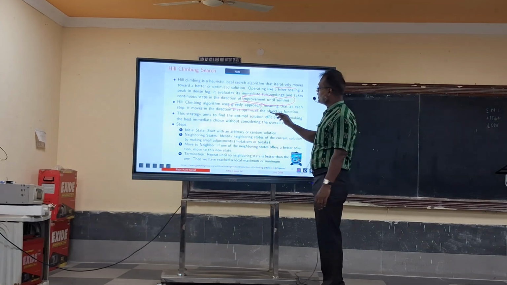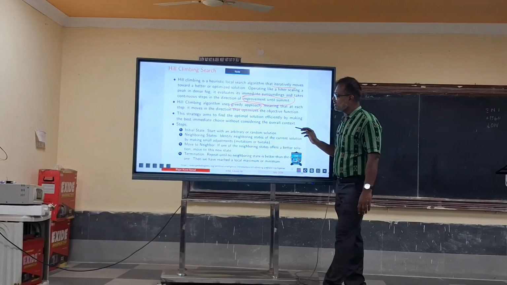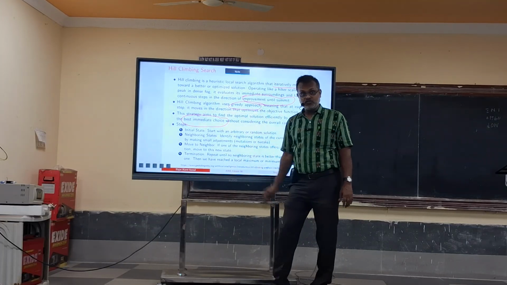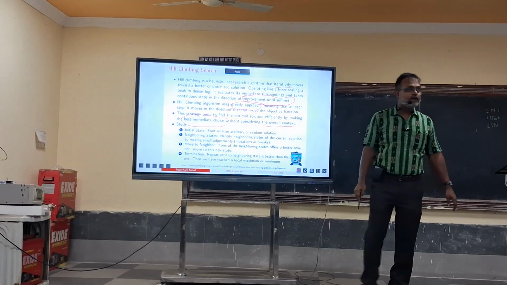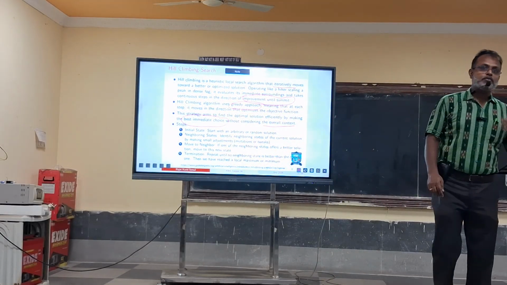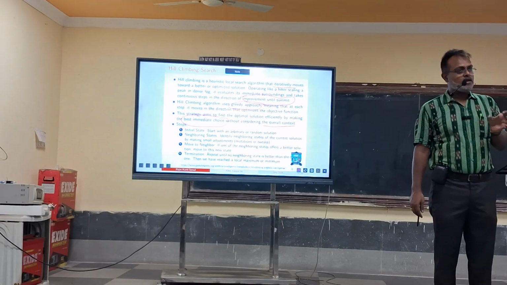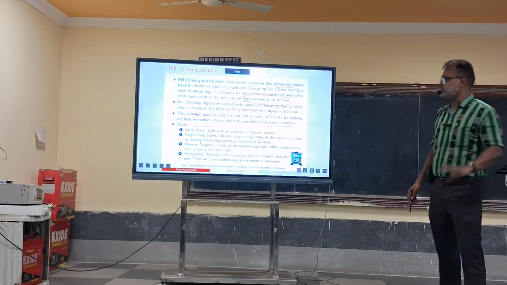It moves in the direction of optimization of the objective function. The strategy aims to find the optimal solution efficiently by making the best immediate choice, without considering the overall context. So hill climbing is an approach, an algorithm, to solve a problem where we apply only among the local solutions rather than bothering about the whole context.